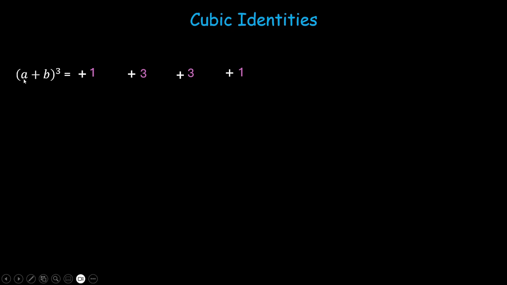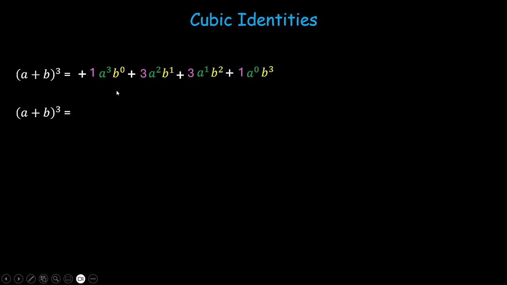So the first variable is a, and its highest power can be 3. So let's write a raised to power 3. Then for each term, we'll write a raised to power in this decreasing order. The second term will have a raised to power 2. Third term will be a raised to power 1, and last term will be a raised to power 0. We'll do the same with b, but in opposite direction. So we'll start with b raised to power 0, then b raised to power 1, b square, b cube.